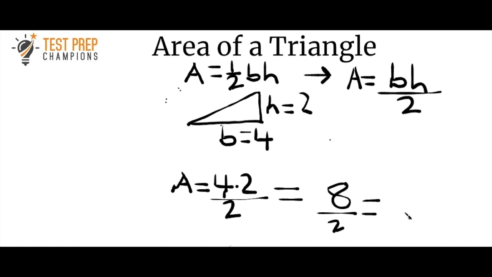Now a totally valid way to do this would have been to just see, well, we've got 4 times 2 divided by 2. Can't we just cancel these 2's out? And the answer is yes, and that would just leave us with 4.